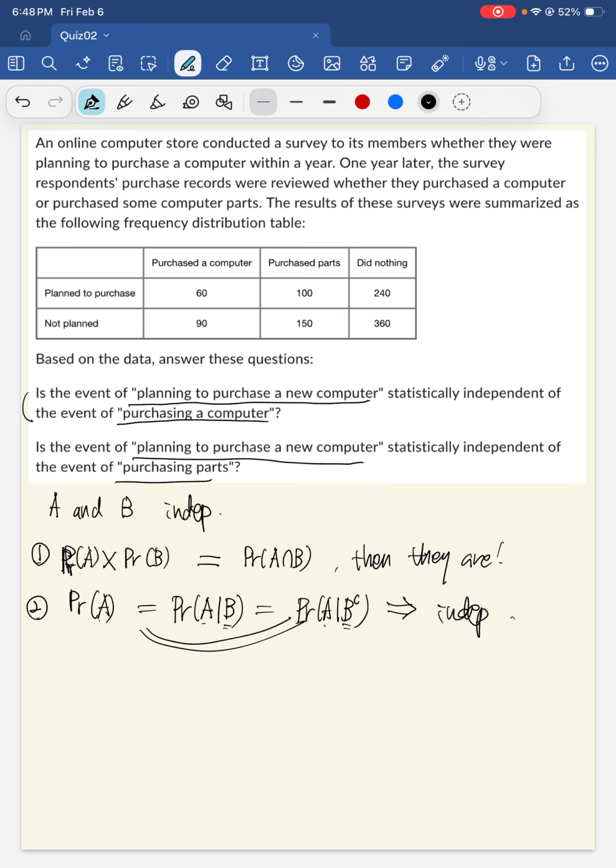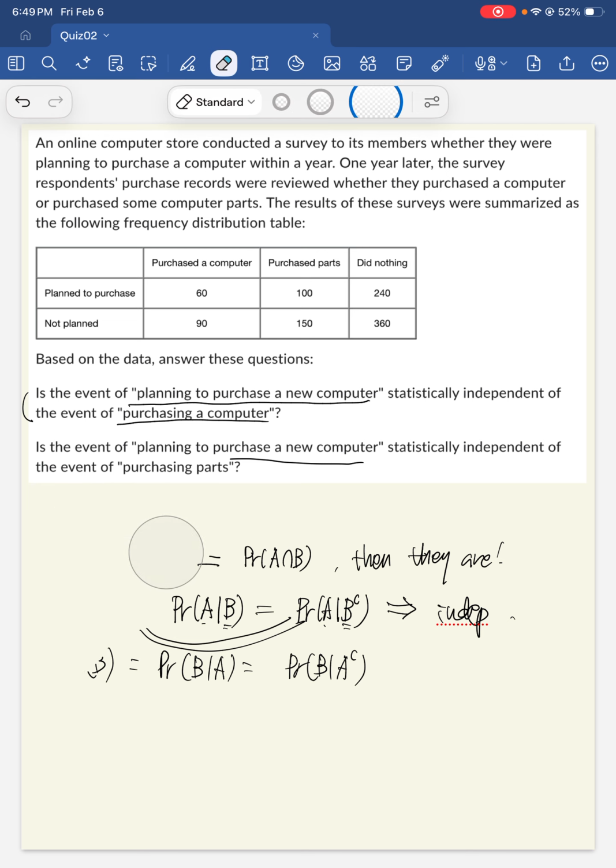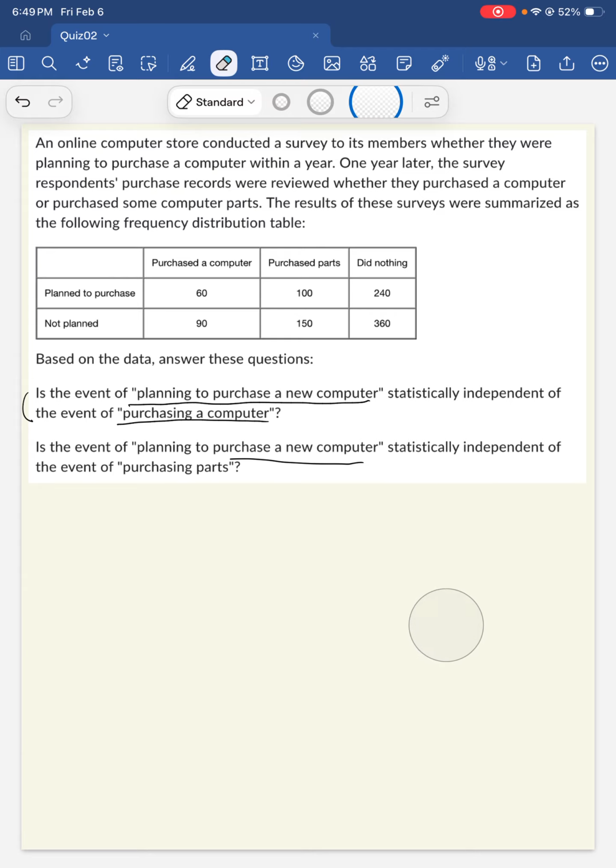When they are equal, then they are independent. Right? The third method is basically the same thing, flipping the roles of A and B. The idea is the same. By changing the condition defined by A, you compare the probability of B under three different conditions. I will show all three cases and show you how we can do it.